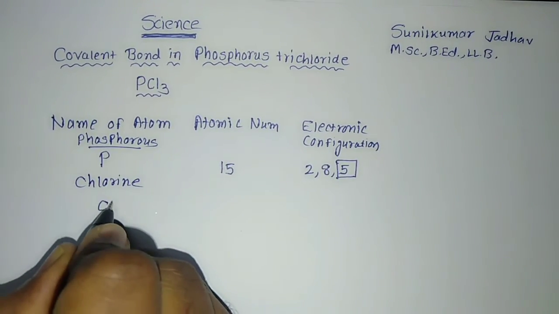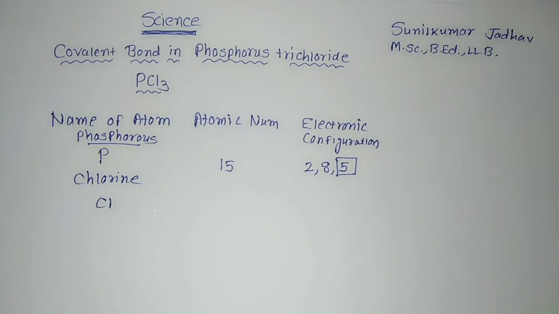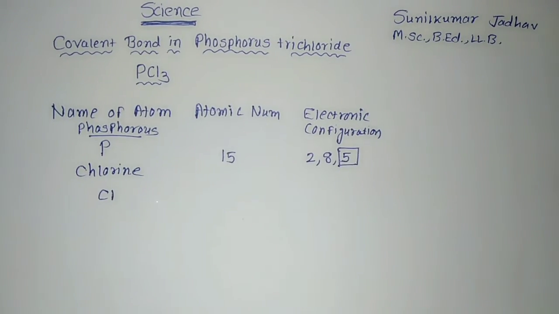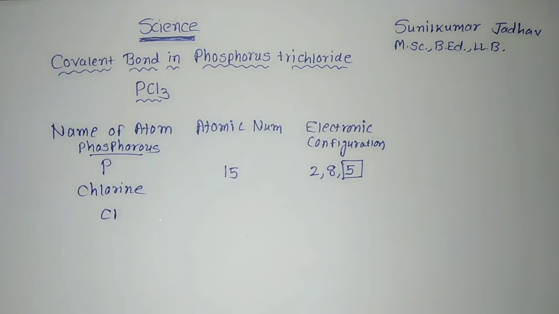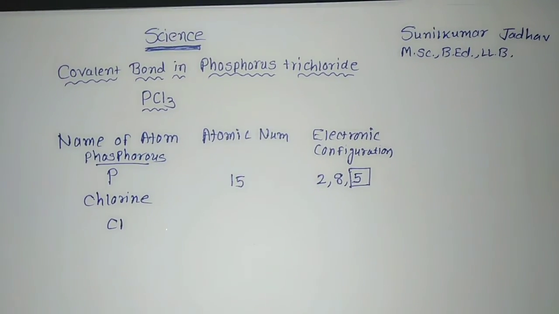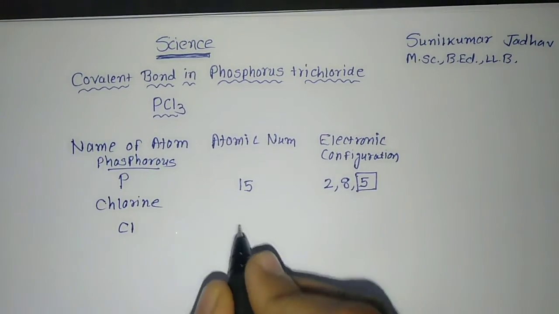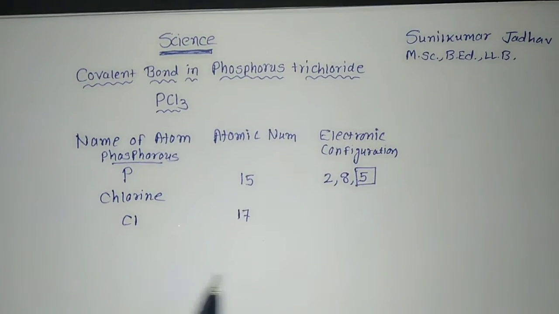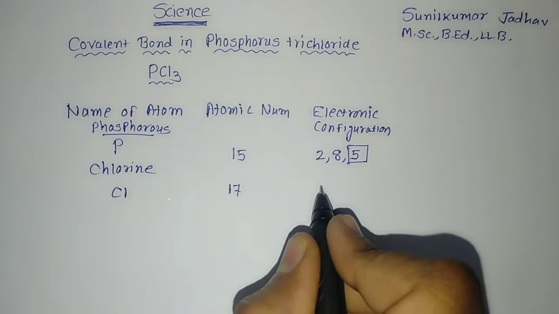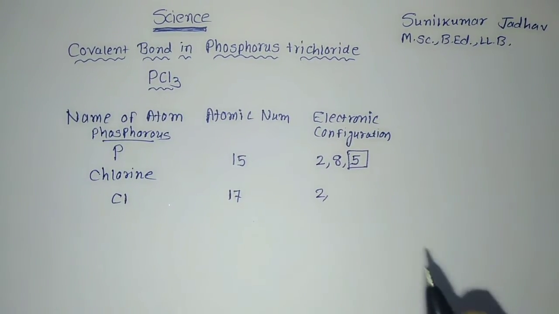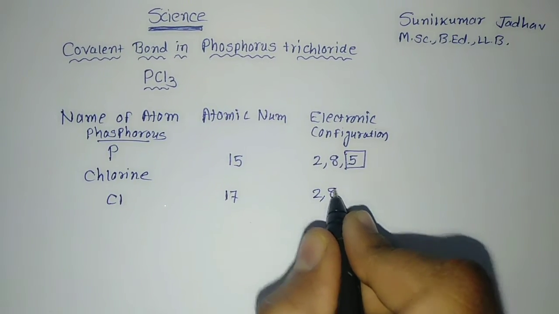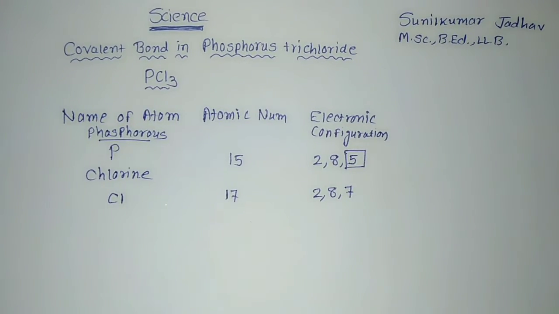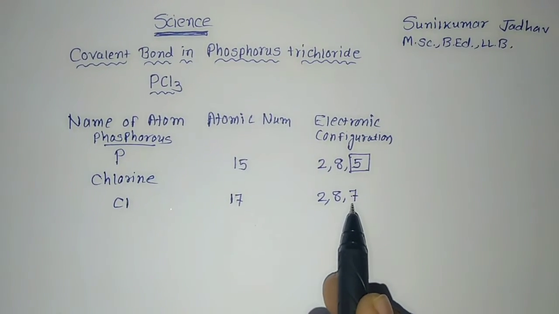The symbol of chlorine is Cl, we know. For the atomic number, we begin with 11, that is sodium, magnesium, aluminum, silicon, phosphorus, then sulfur, and then chlorine. So its atomic number will be 17. Again we'll write the electronic configuration. So the electronic configuration of chlorine will be, in the first orbit 2 electrons, in the second orbit 8 electrons, and in the third orbit 7 electrons. So this is 2, 8 and 7.